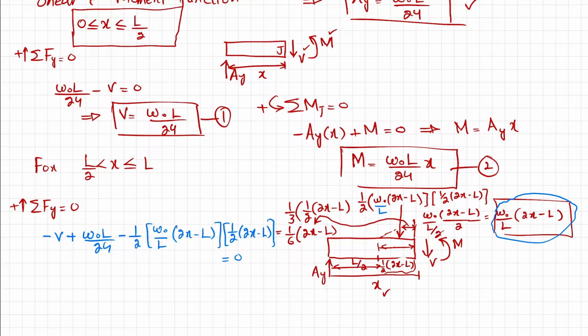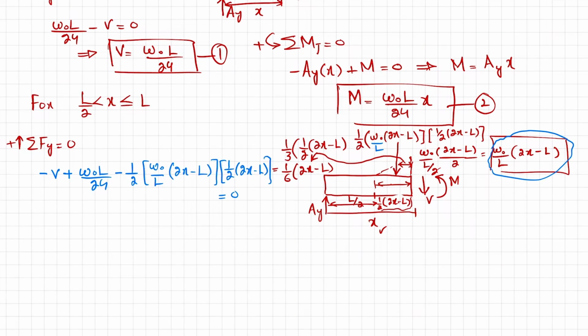Okay, so kindly make this correction. Let's move further. Their sum must be equal to 0. When you calculate or simplify this, you will get V is equal to W naught over 24L into L square minus 6 times (2x minus L) whole square. You have to do this in order to get this V, or you can do it in your own ways, but the answer will be the same.